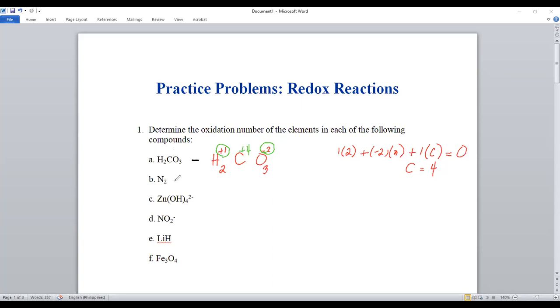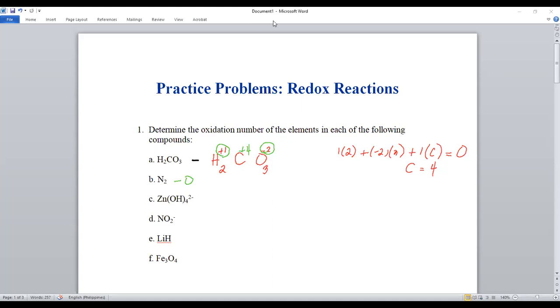Now I will be waiting for those who can share with me the oxidation state of each of the elements present in the polyatomic anion. So this is a polyatomic anion comprising zinc, oxygen, and hydrogen. Okay, who has done this? I will wait for somebody to write their answer in the chat box. We'll check later on. Okay, I have one.